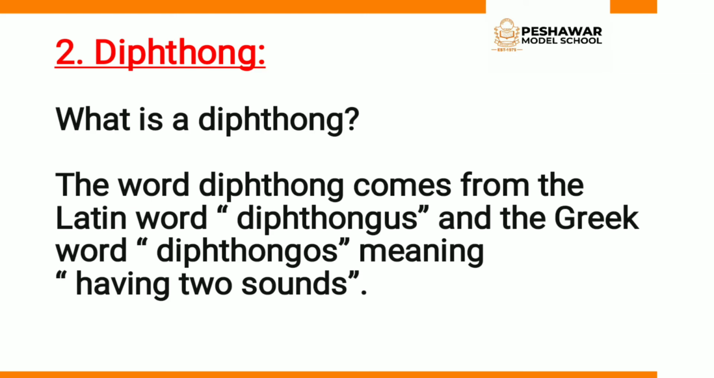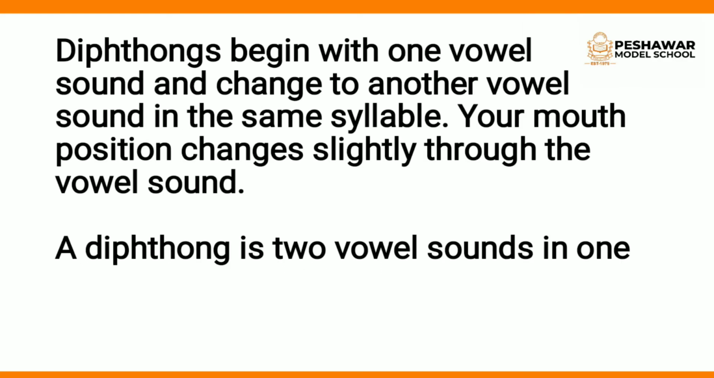Okay students, the second topic is diphthong. What is this word diphthong? What is a diphthong? The word diphthong comes from the Latin word diphthongus and the Greek word diphthongos, meaning having two sounds. When we are having vowels in a word, we go for the syllables. We divide the word into parts, and that is something related to it.